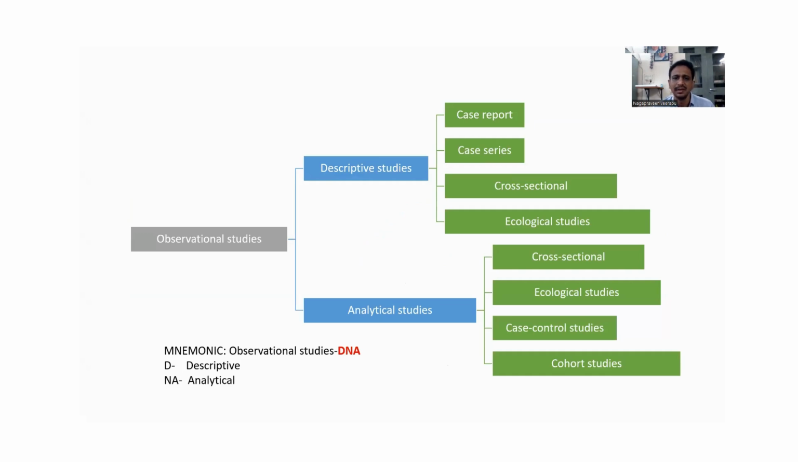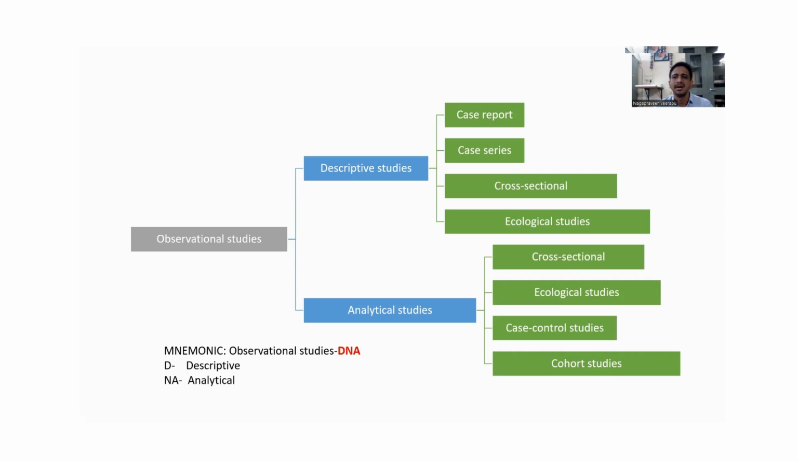Next, there are observational studies. How do you remember these observational studies? By the mnemonic DNA. D means descriptive, A means analytical. In this comes case report and case series, where a few individuals are considered as the unit of the study. In cross-sectional studies also, individuals are taken as the unit of the study, but they are not few, there are many individuals.